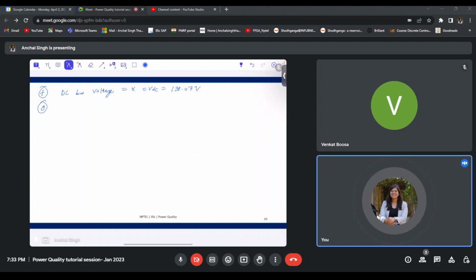And in the G part, we are asked to find the turns ratio of the coupling transformer. In order to find the turns ratio of this coupling transformer, this is my source, this is my load, this is my supply side, and this is my voltage source converter side, right? On the supply side, I already found out the voltage is equal to Vf. So V supply side is equal to Vf. Now we need to find the voltage source converter side.